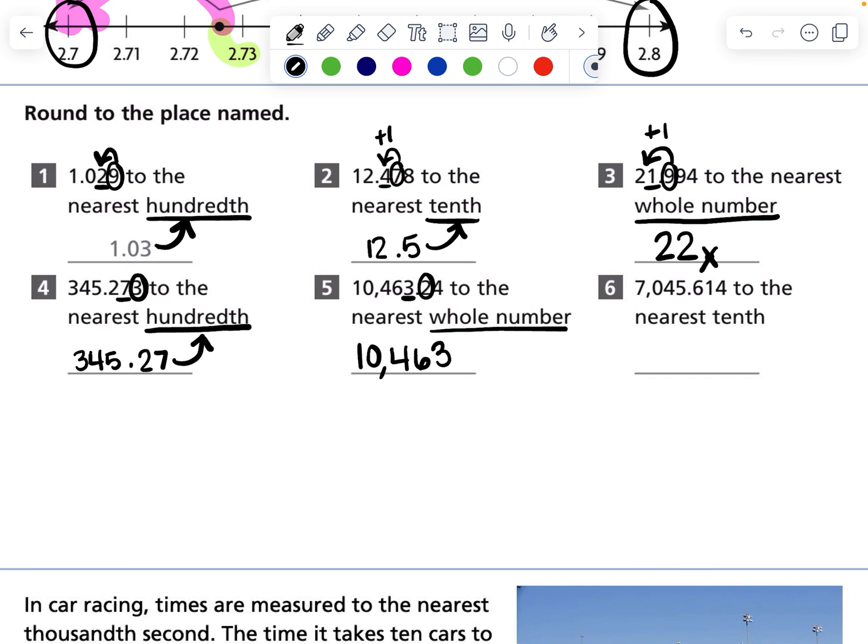10,463. To the nearest tenth on number 6. Everything to the left of your decimal where you are going to round will stay the same. 7, 0, 4, 5. The tenths place is going to be determined by the digit that you circled, and since it's 4 or less, we're going to leave it a 6. 7,045 and 6/10.